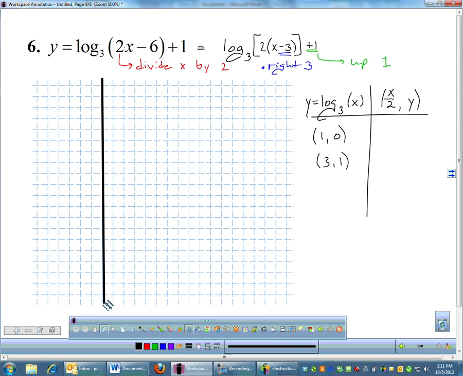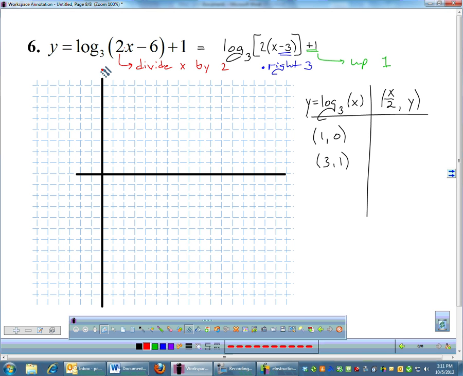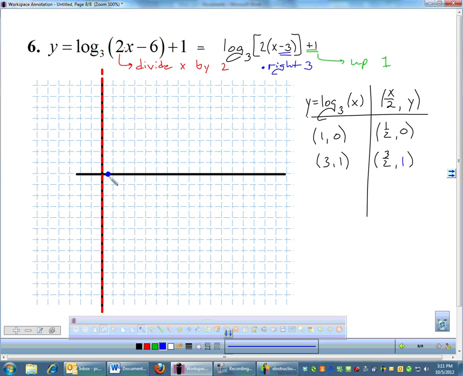So I have a y-axis, I have an x-axis, vertical asymptote on the y-axis. Okay, and let's divide my x's. So if I had an x coordinate of 1, divided by 2 becomes 1/2, 0. 3 divided by 2, 3/2, 1. And I'll plot those points. So 1/2, 0 is right there. 3/2 is the same as 1.5, so 3/2, 1. Good.